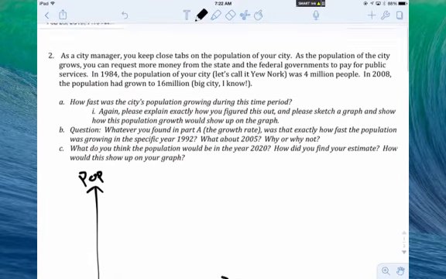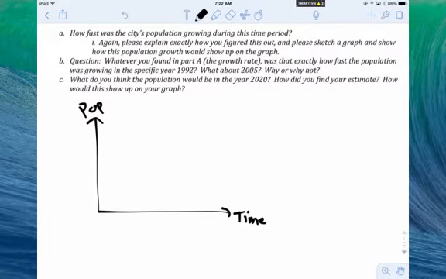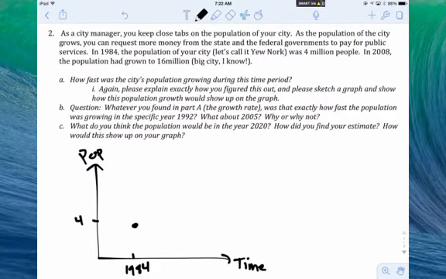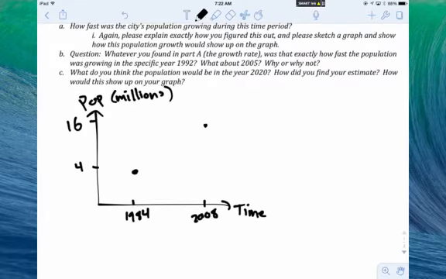So in the year, let's see, 1984, there were 4 million people. So this is going to be a rough sketch. So here's 1984, and here is 4 million people. And then in the year 2008, it had grown to 16. So there's 2008 as our time, and 16 million people as our population. And I'm going to do this as population in millions, just so I can write 4 and 16 instead of 4 million and 16 million.